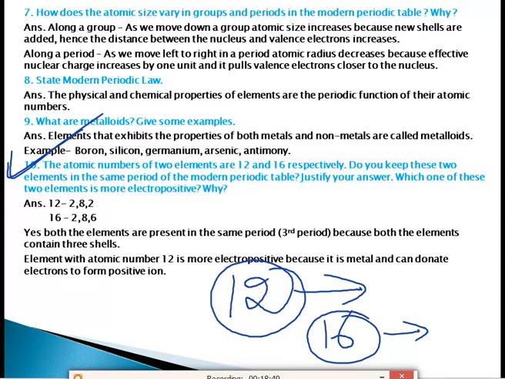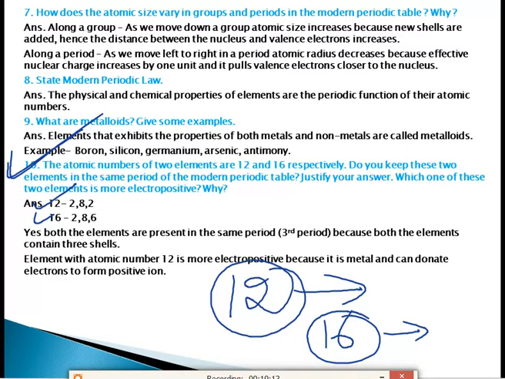Do these two elements belong to the same period of the modern periodic table? Justify your answer. Which one of these elements is more electropositive and why? So see, first of all, we have to write the electronic configuration. For the element with atomic number 12, we have written the electronic configuration 2, 8, 2, and for the next element with atomic number 16, we have written the electronic configuration 2, 8, 6.